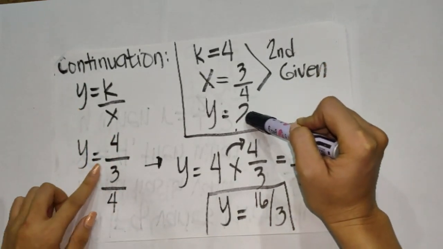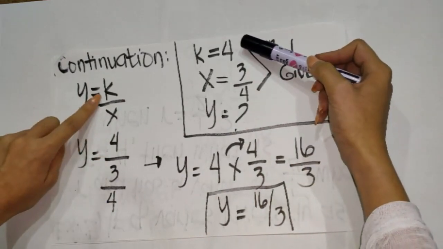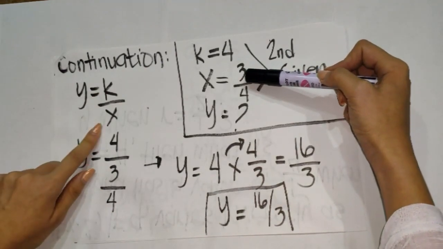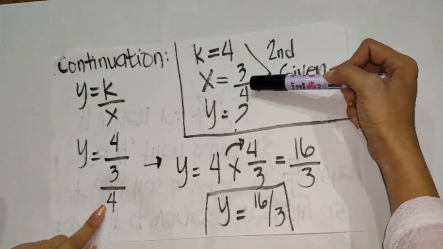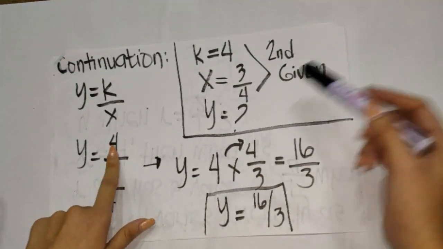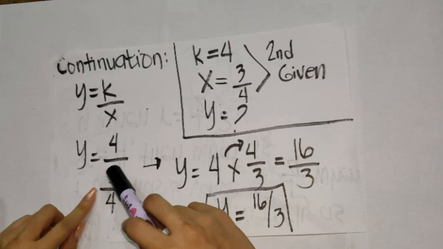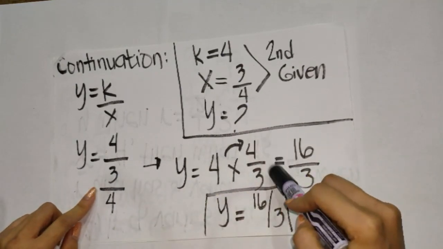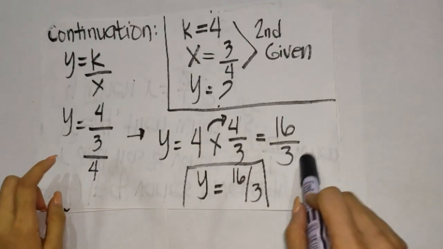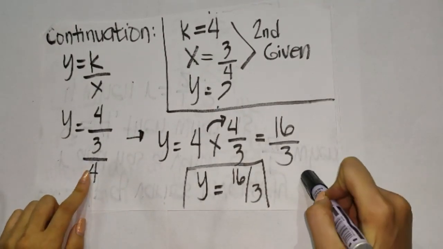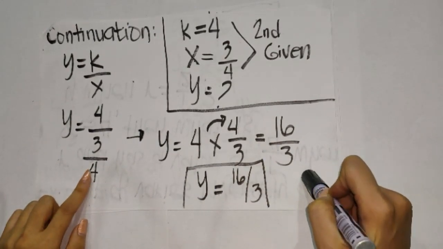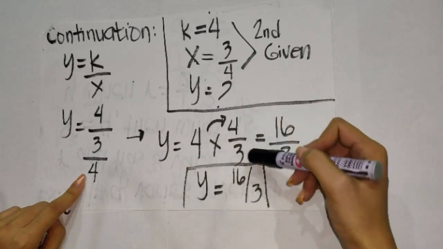So y is equal to 4, which is our k, and then over 3/4, which is our x. Value ni x, palitan din natin ang value ni x. So to continue, we have y is equal to, just copy the 4, and then 3/4 ay magiging 4 over 3. Bakit? Kasi po yung rules ng ating division is to get the reciprocal of the denominator. Pag sinabi po nating reciprocal, kabaliktaran. So kaya ang 3/4 magiging 4 over 3.